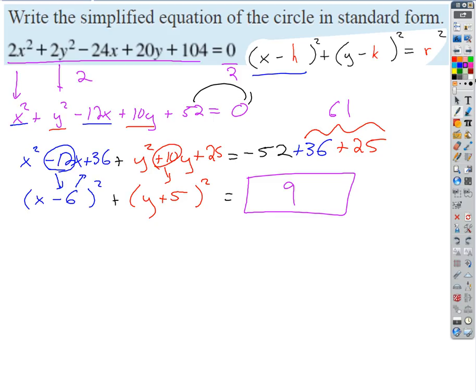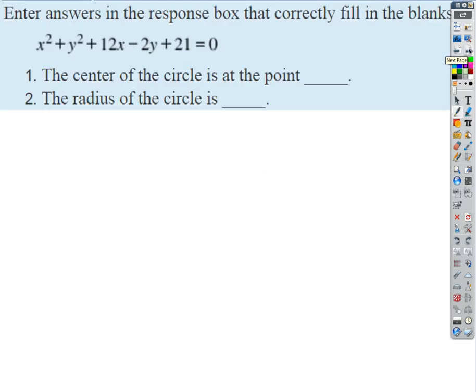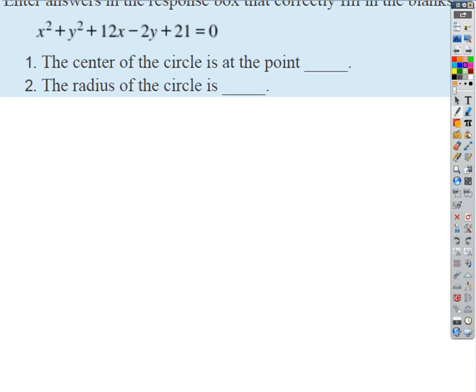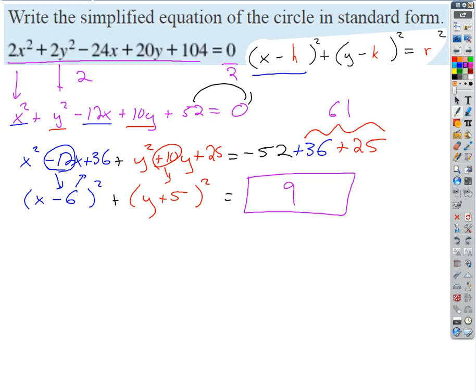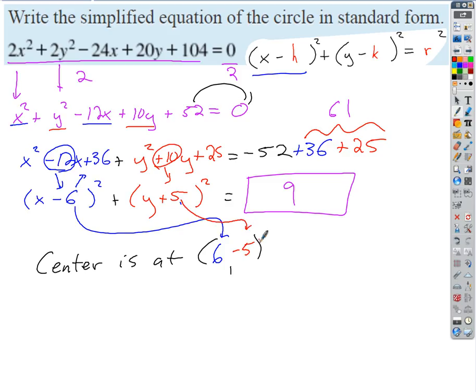We wrote it in standard form, but what if they had asked something like this? Where's the center of the circle and what's the radius of the circle? Instead of doing a whole new problem, let's just go back to this last one and answer those questions. So the center is at what point? What's h? 6, good. And what's k? -5, good.